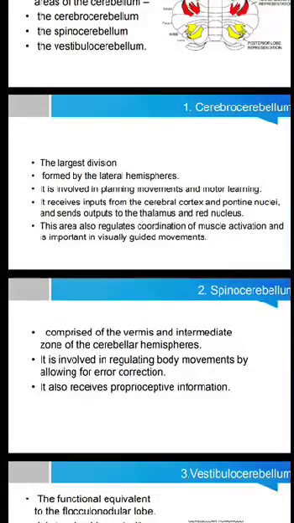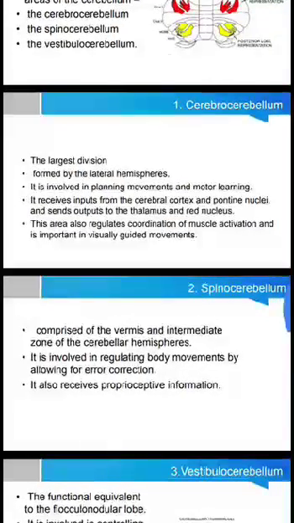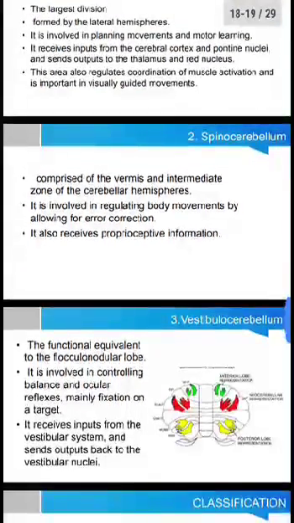So let us see cerebrocerebellum. It is the largest division, formed by the lateral hemispheres. It is involved in planning movements and motor learning. It receives input from the cerebral cortex and pontine nuclei. It sends output to the thalamus and red nucleus. It regulates and coordinates muscle activation, and it is important in visually guided movements, that is, eye movement.